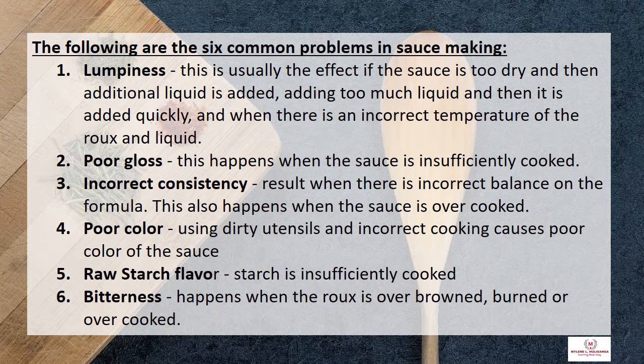Number 5, raw starch flavor. Starch is insufficiently cooked. And number 6, bitterness. This happens when the roux is over-browned, burned, or overcooked.